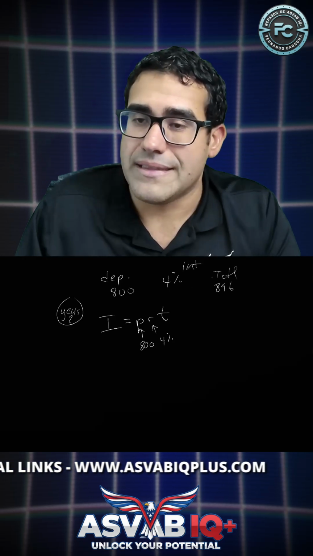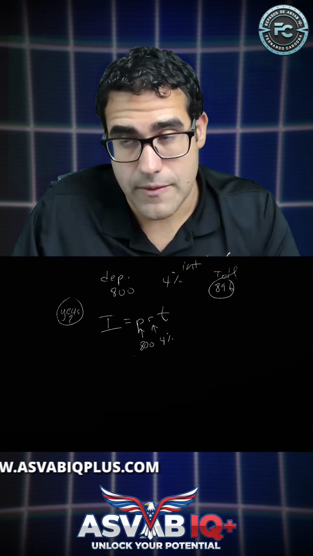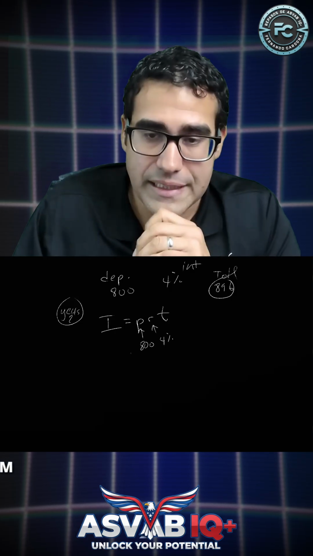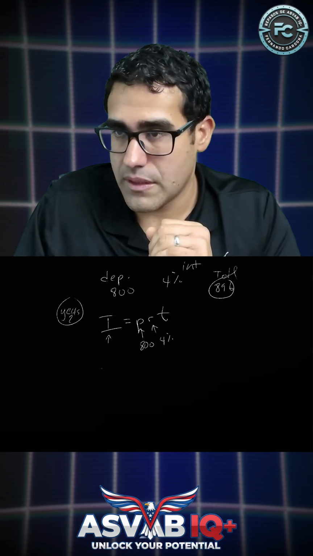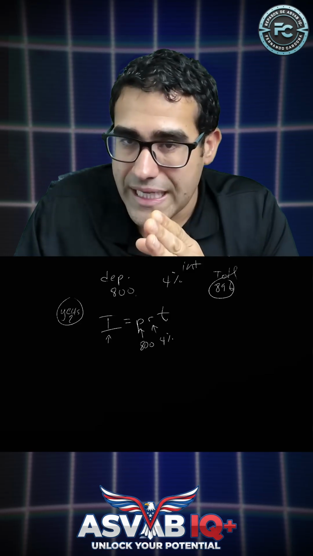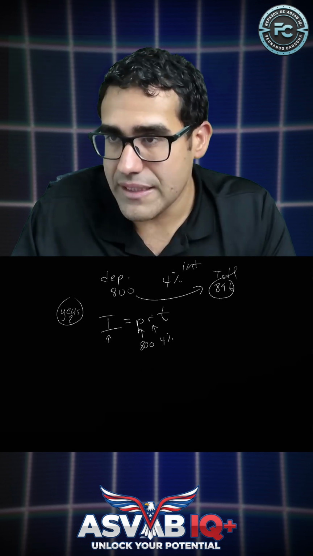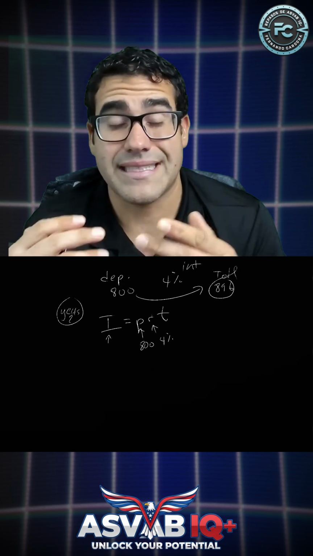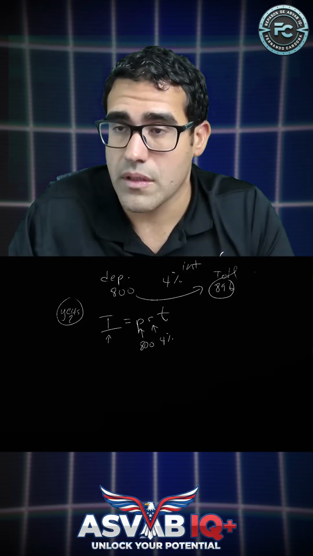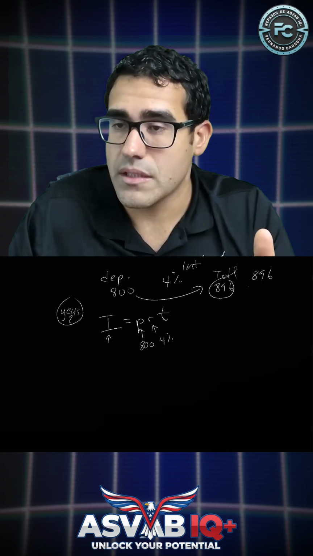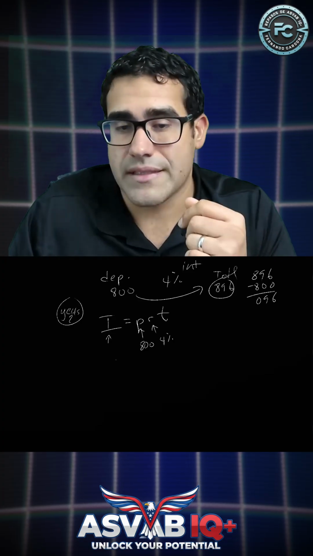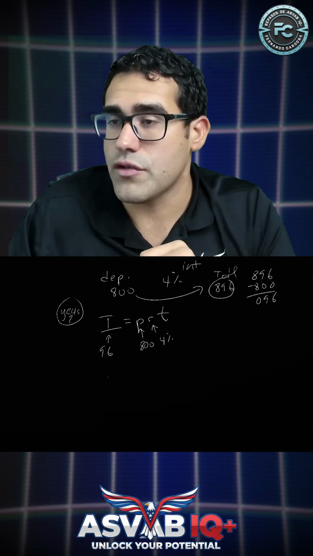They're giving me 896. That is not your interest. How do you get your interest? I need to get this interest to know what to put there. From 800, it went to 896. You can easily see 800 to 896 is $96 of interest. If you don't see it, you just take your total minus what you deposited, and it's going to give you your interest. Your interest is $96.